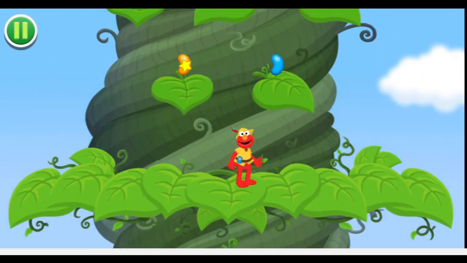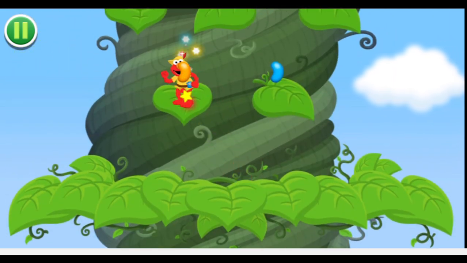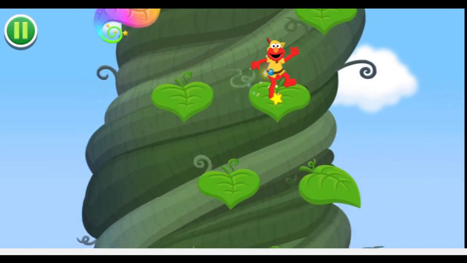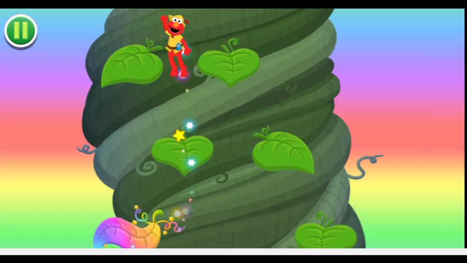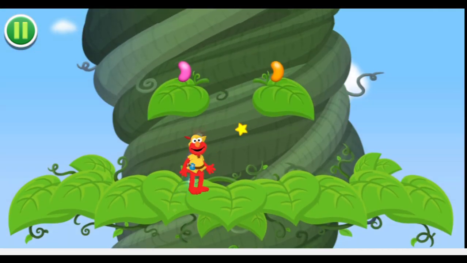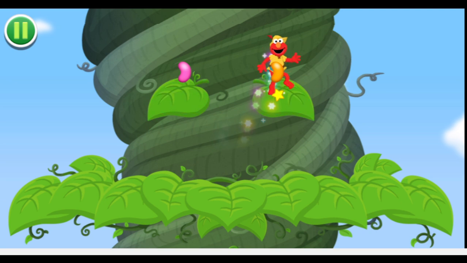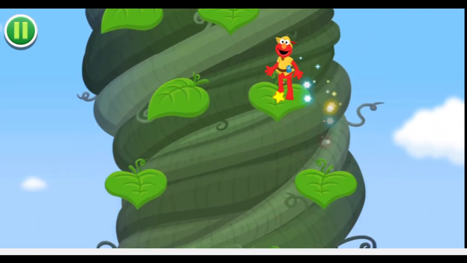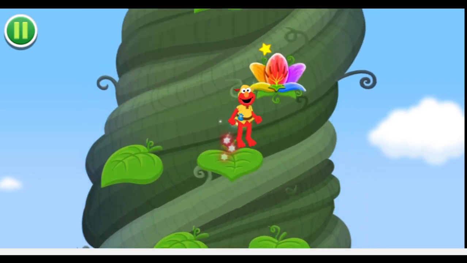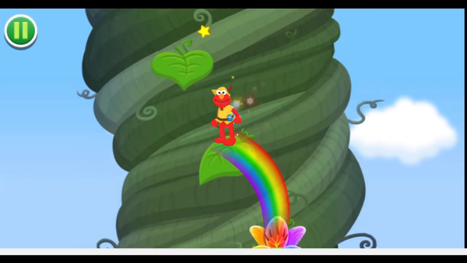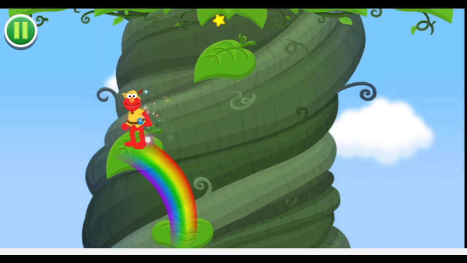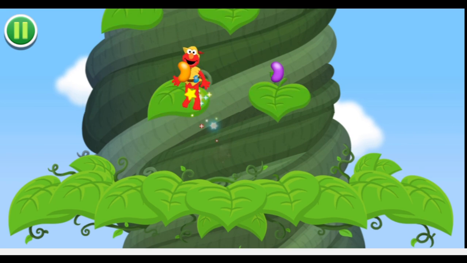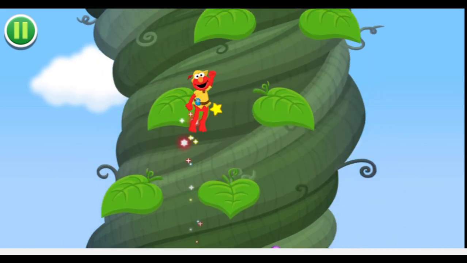Cool! Keep looking for all the orange beans. That's right! Mega Bones! Keep looking for all the orange beans. Excellent! Keep looking for all the orange beans. That's right!